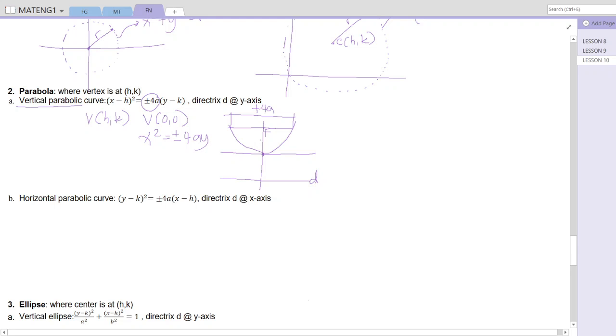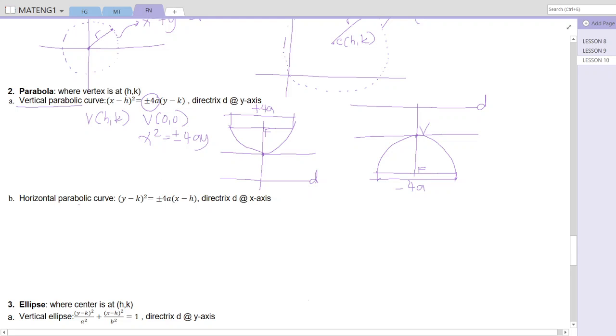But if that is a minus 4a, it opens downward. So in the rectangular coordinate system, this will be the vertex that opens downward. This will be the focus, and the latus rectum is negative 4a, and the directrix is located somewhere up here. So that is the vertical parabolic curve opening upwards or downwards.